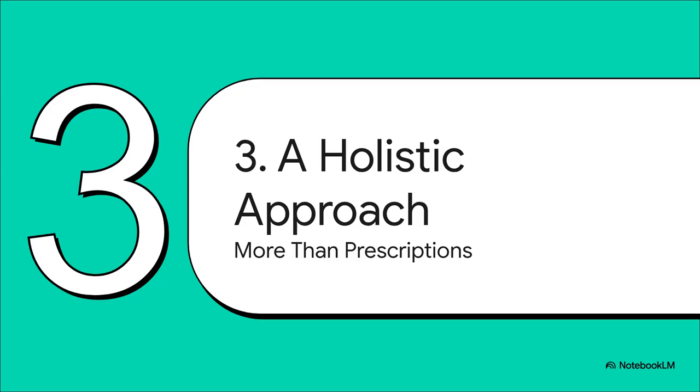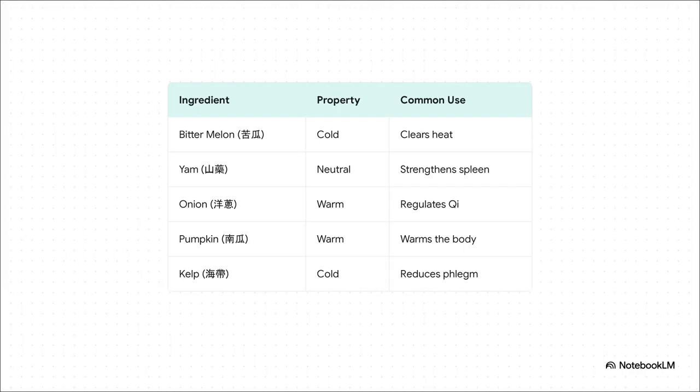But it wasn't just about prescribing herbs. Not at all. That was only one part of the picture. He was a huge believer in a truly holistic philosophy, where the line between the food you eat and the medicine you take gets really, really blurry. Yeah, he was a huge champion of this idea of food as medicine, looking at everyday ingredients through a therapeutic lens. So for him, bitter melon wasn't just a vegetable. Its cold property made it a tool to clear heat. Onions and pumpkin weren't just for flavor. Their warming nature could actually help support digestion and warm the whole body. This kind of integrated approach was just fundamental to how he practiced.